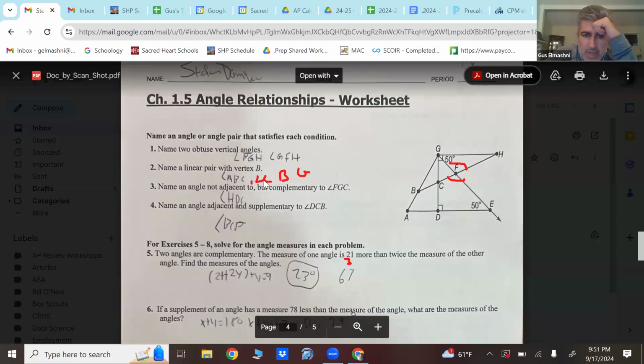The other one, name the angle adjacent and supplementary to DCV. Yeah, that'd be BCG. That's easy. But man, I can't think of the answer for that other one.